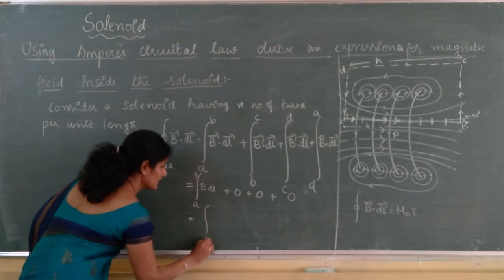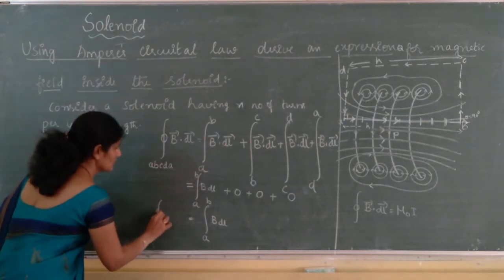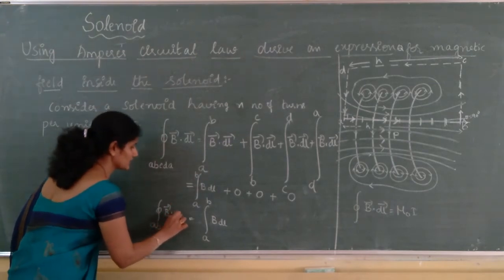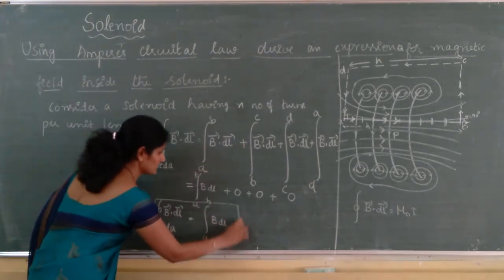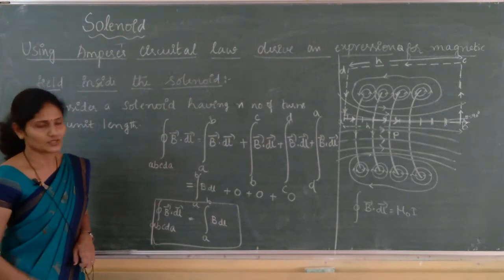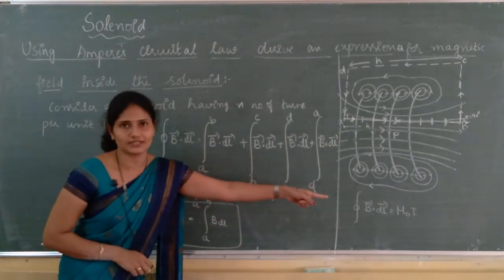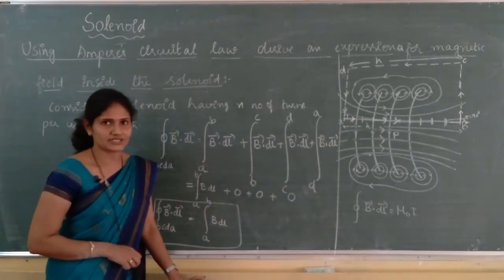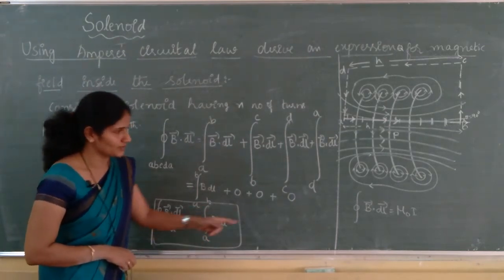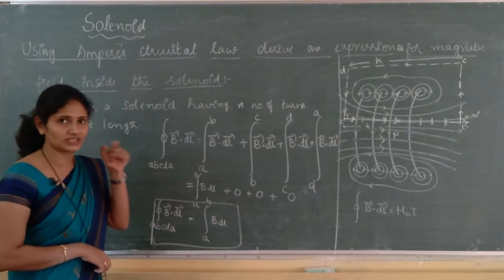So, we get the closed line integral A, B, C, D, A of B vector dot dl vector, which is nothing but the line integral from A to B of B dl. So, this is the expression. This is equal to mu naught into I. From Ampere's circuit law, we know that the integration of B dl from A to B is nothing but mu naught into I. What is I? I is the current enclosed in the loop.